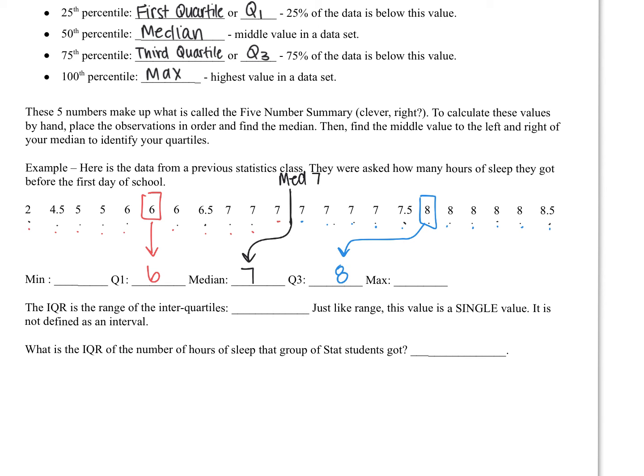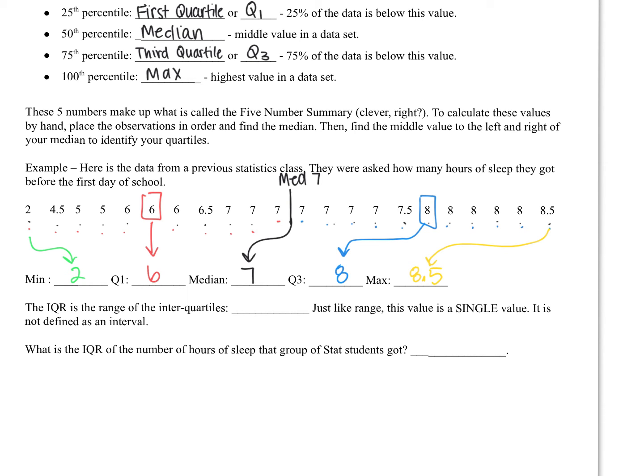Now the min and the max are pretty straightforward. So my smallest number here is 2. My biggest number is 8.5. So I don't have to do anything special mathematically to calculate the min and the max.